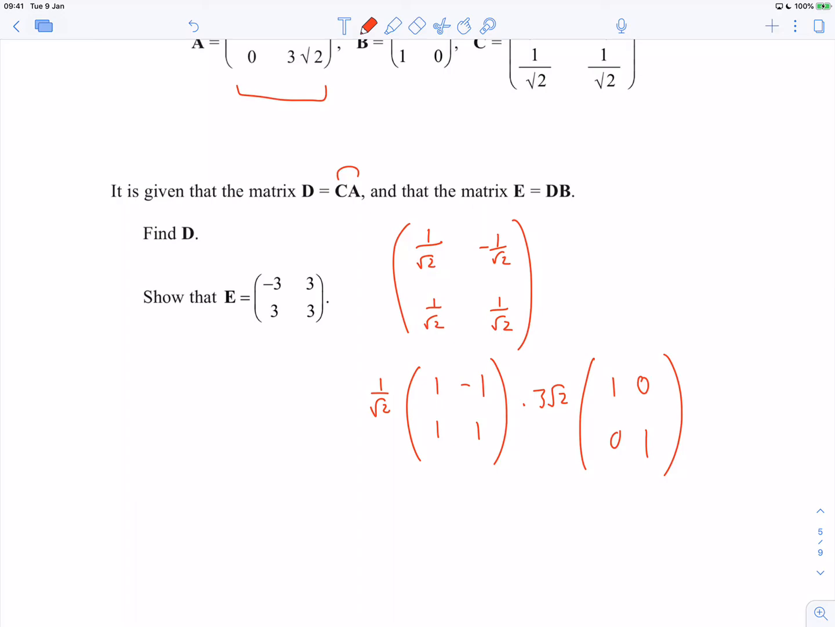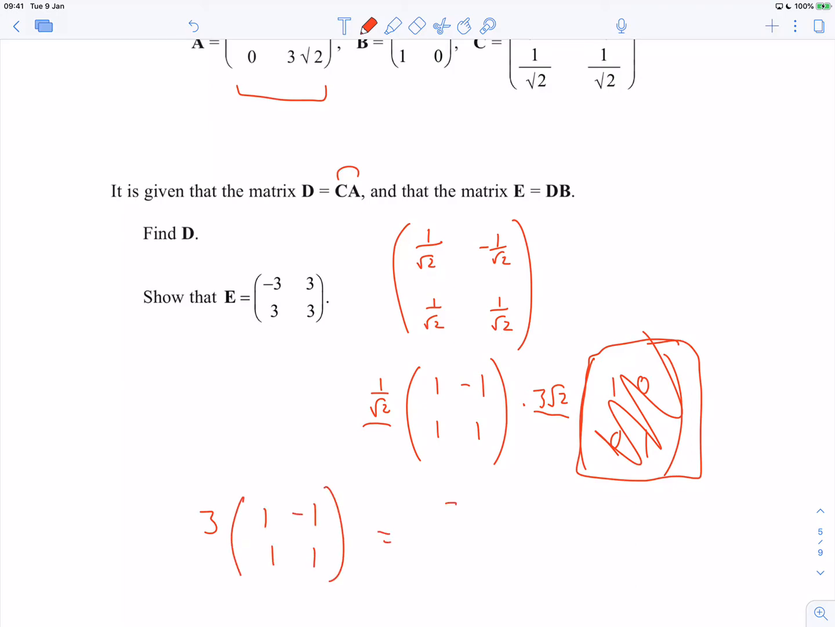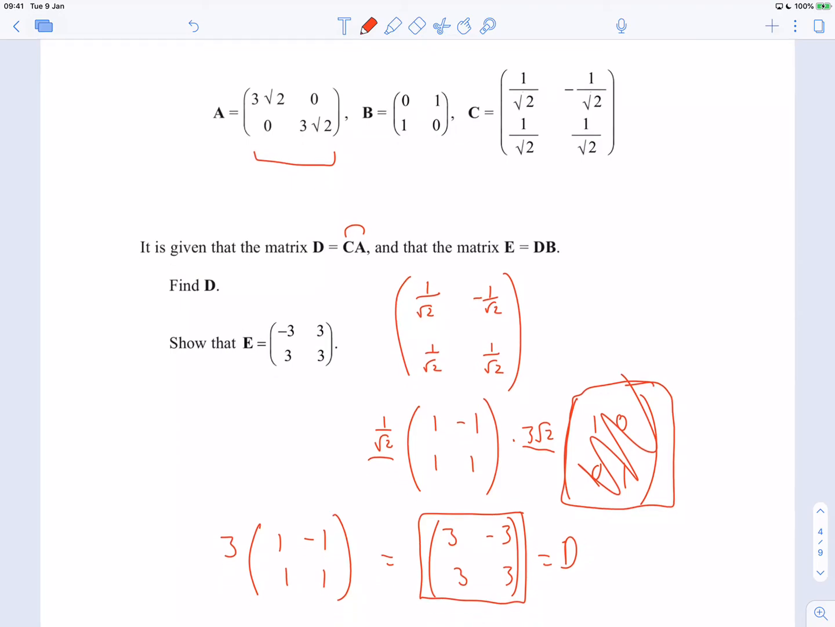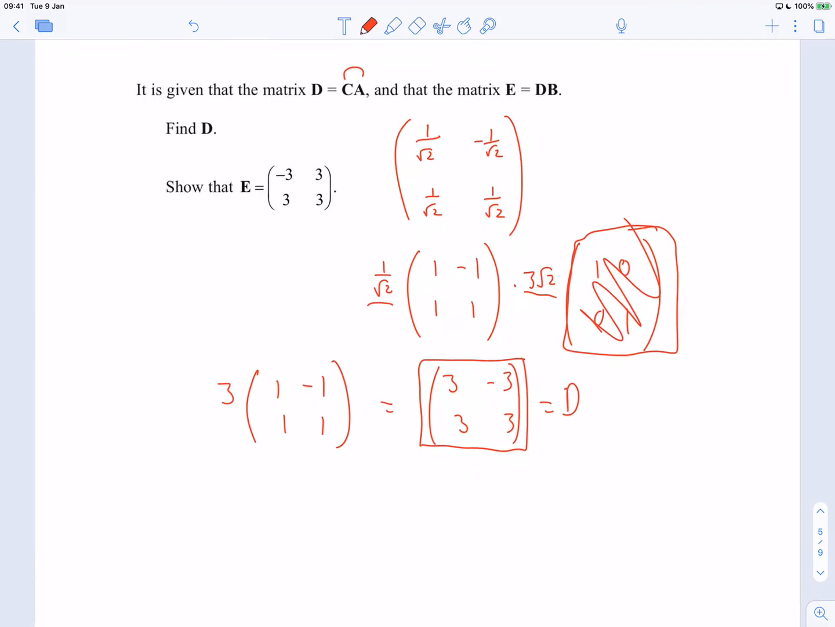Well, what's going to happen here? This is the identity matrix, so multiplying by that does absolutely nothing. 3 root 2 times 1 over root 2 will just cancel down to 3. So I've actually got 3 lots of 1, minus 1, 1, 1, which is actually 3, minus 3, 3, 3. So that matrix there is D. So that's fairly straightforward. E is D times B. All I have to do is find D, which is what I've got. So 3, minus 3, 3, 3.